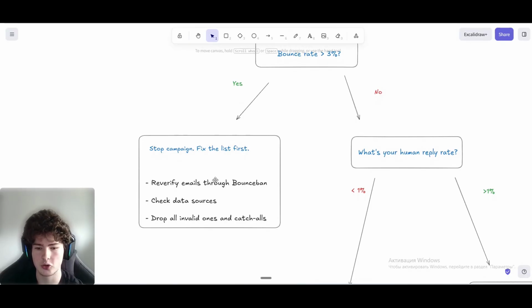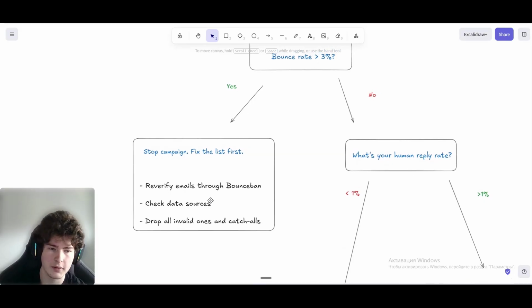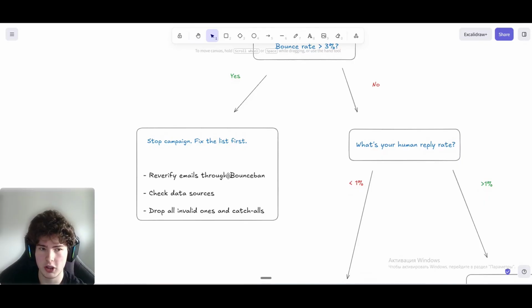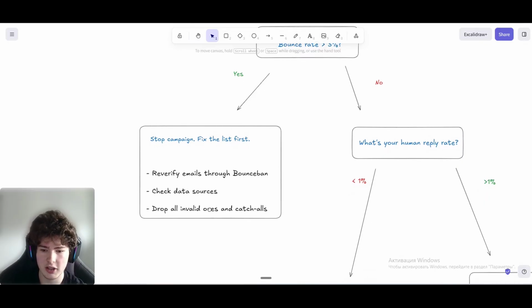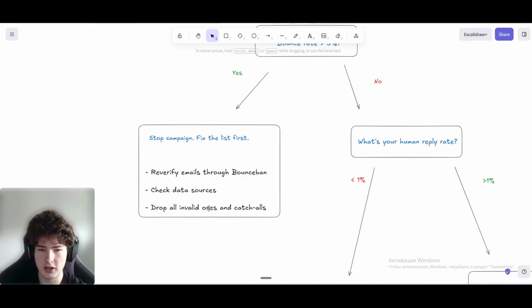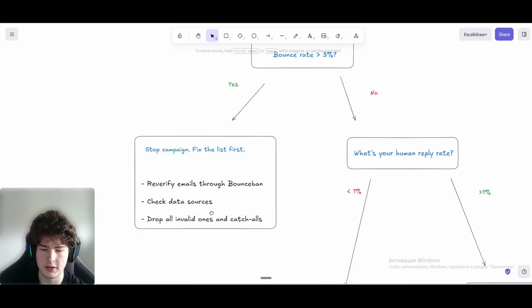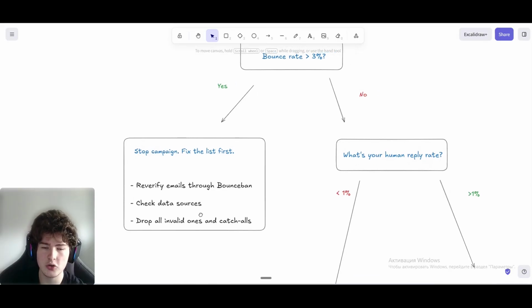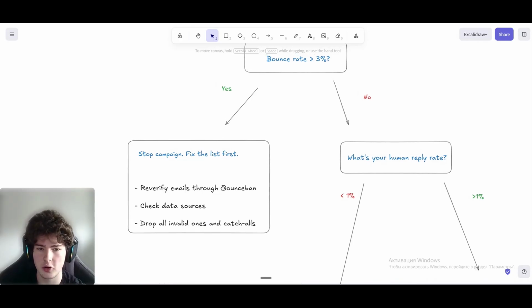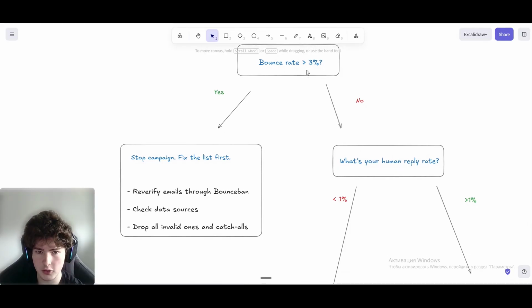Verify all the emails through BounceBan, check data sources. Maybe you're sourcing from Apollo or, I don't know, from Clutch, or you're sending to generic info domains and you haven't verified them at all, or you have some catch-alls there. Drop all invalid ones and catch-alls and just send to valid emails only. Also, it might be the issue if you're sending to lots of email gateways like Mimecast, Barracuda, Proofpoint. Those may also cause bounce rates to go up.